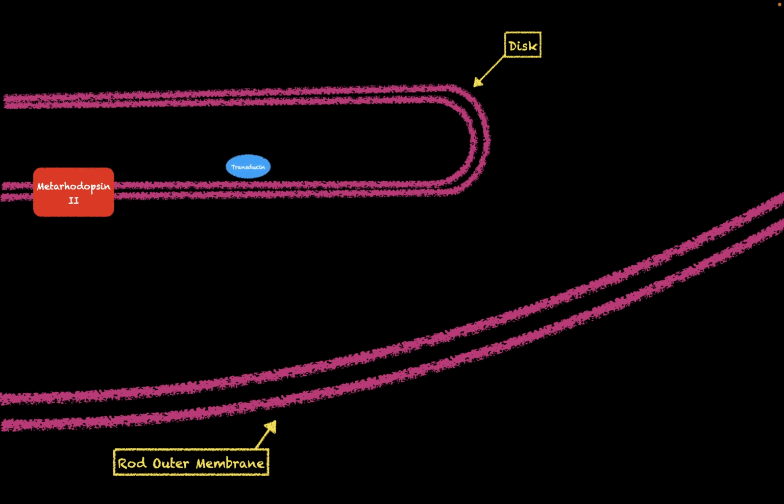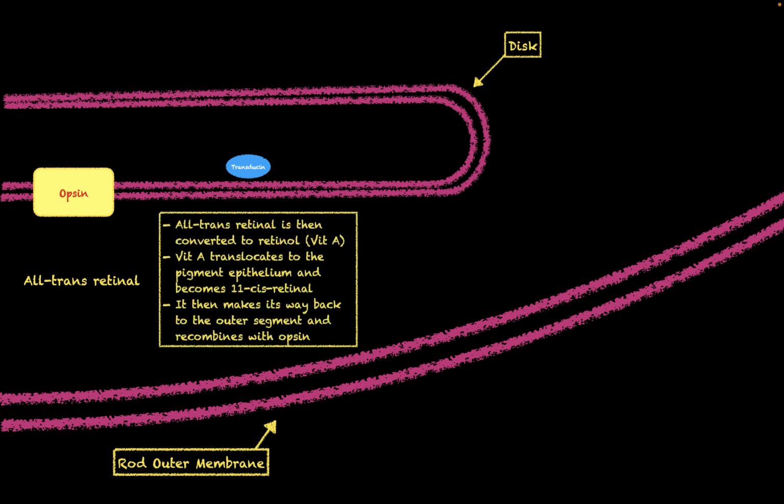But before we talk about that pathway, I want to talk about a specific process called bleaching. Because over time, all-trans retinal is going to leave metarhodopsin II. This causes metarhodopsin II to form into opsin. Now, when all-trans retinal leaves metarhodopsin II, it is then converted into retinol. Retinol then translocates to the pigment epithelium and becomes 11-cis retinal. It then makes its way back to the outer segment, and then it recombines with opsin. So this whole process here is called bleaching.